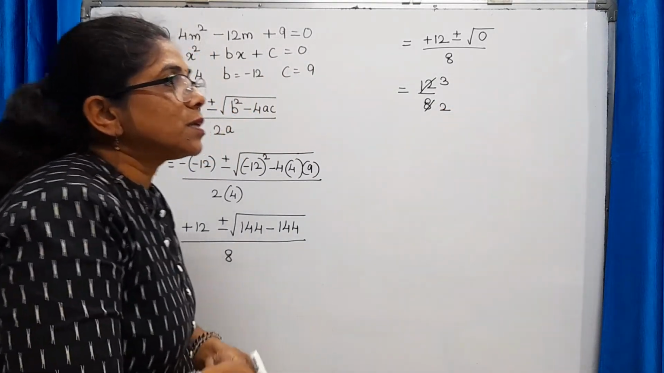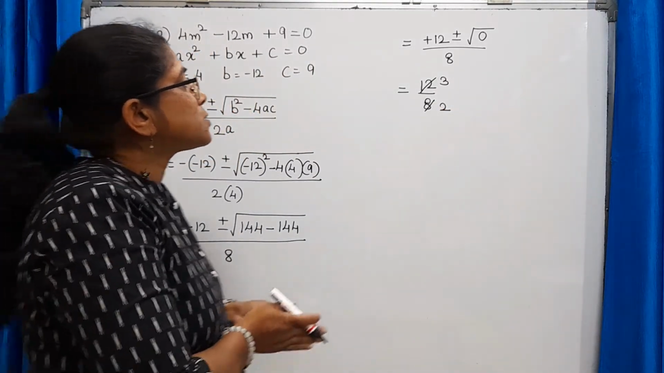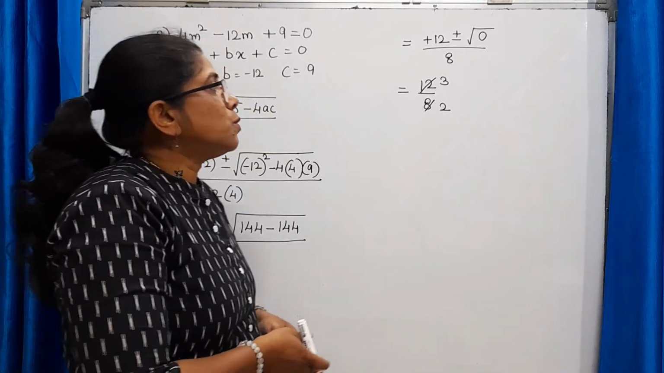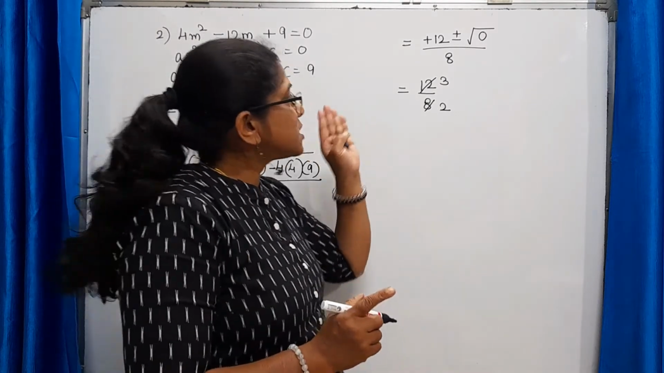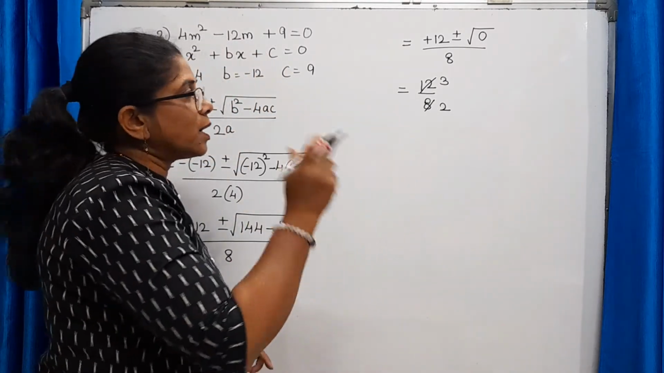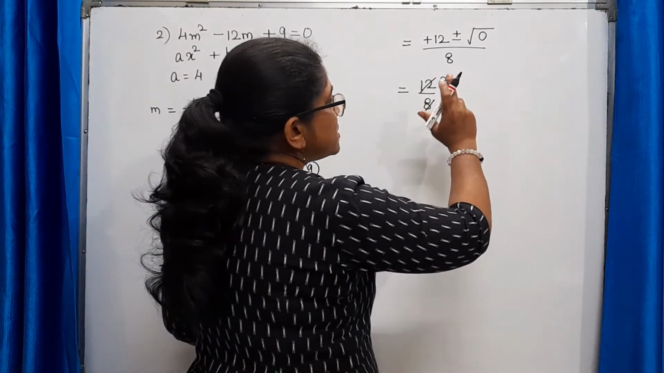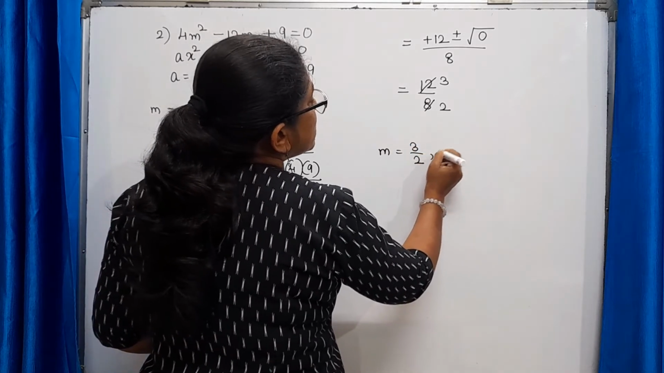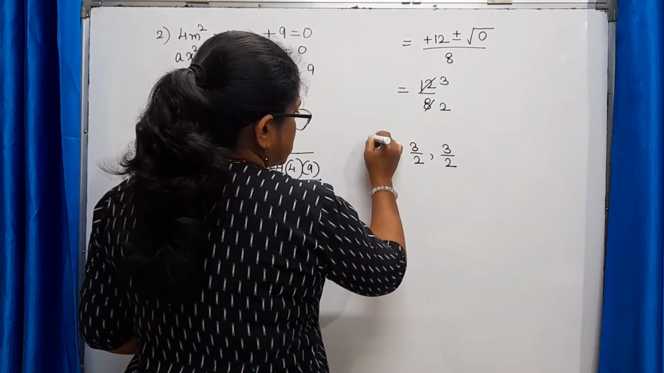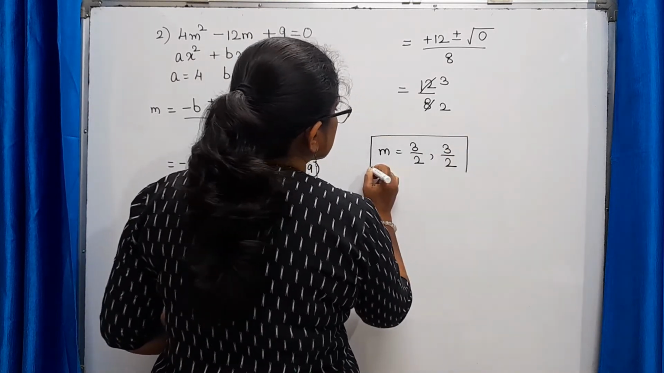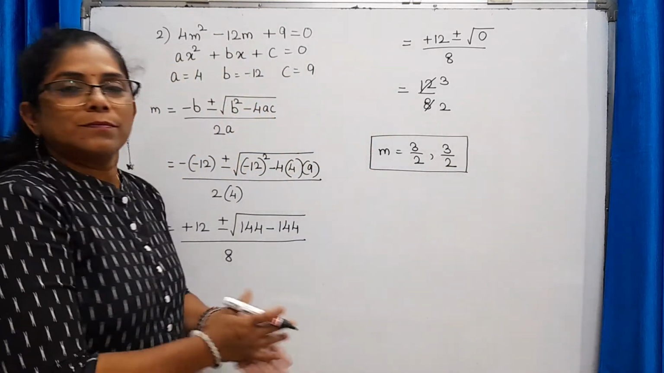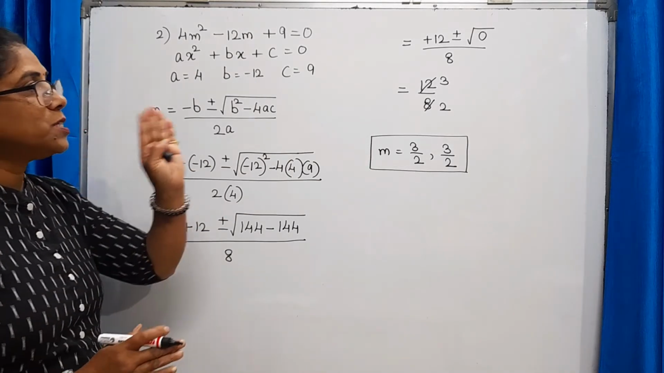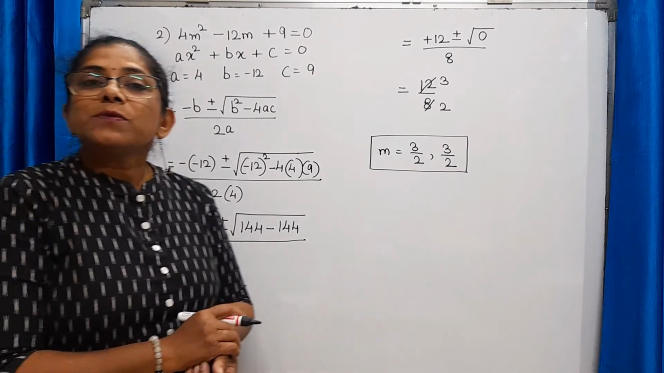This doesn't mean that this quadratic equation has only one root. No. When b square minus 4ac is equal to 0, roots are equal. So this means both the roots are equal and the value of that root is 3 upon 2. So here both the roots are 3 upon 2. So here we complete second example where our b square minus 4ac is equal to 0.